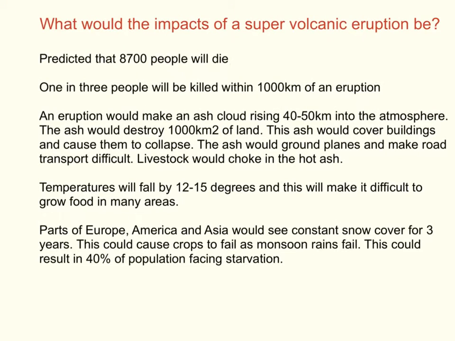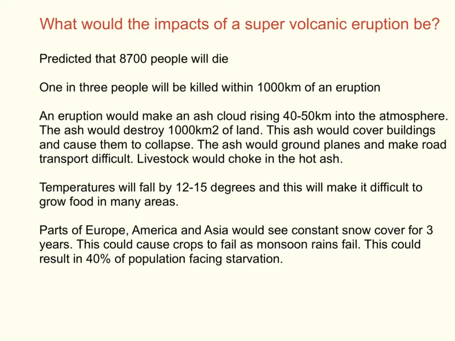The third question to focus on is what would the impacts of a supervolcanic eruption be? It is predicted that 8,700 people would die as a result of the supervolcanic eruption. 1 in 3 people would be killed within 1,000 kilometres of the eruption going off. It would cause an ash cloud to rise 40 to 50 kilometres into the atmosphere, and this ash would destroy 1,000 kilometres squared of land. The ash would cover buildings and cause them to collapse. It would ground planes and make road transport difficult.